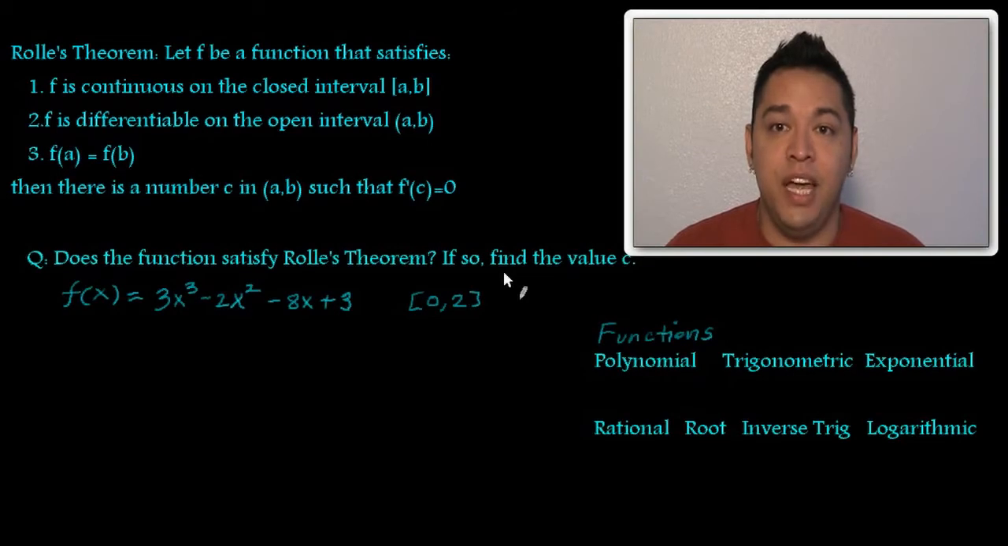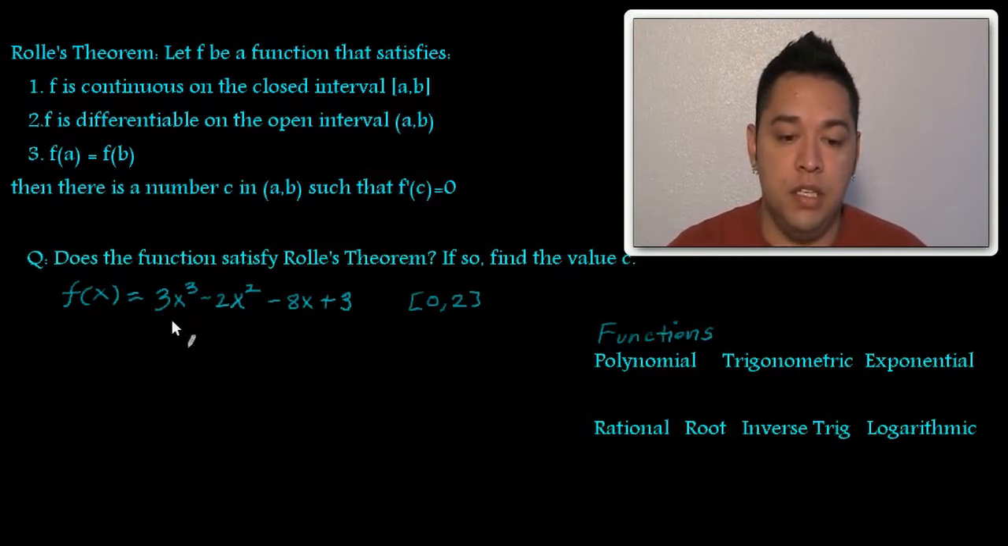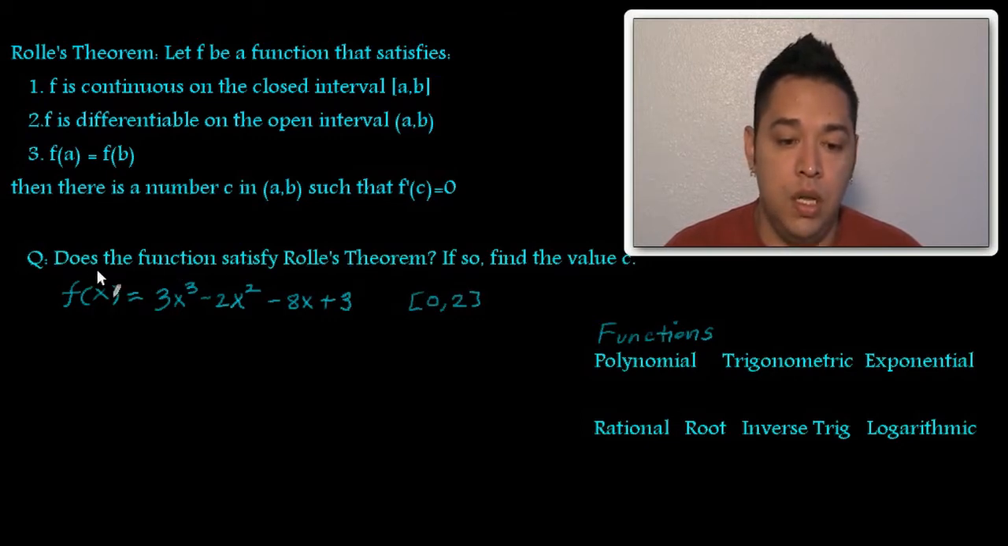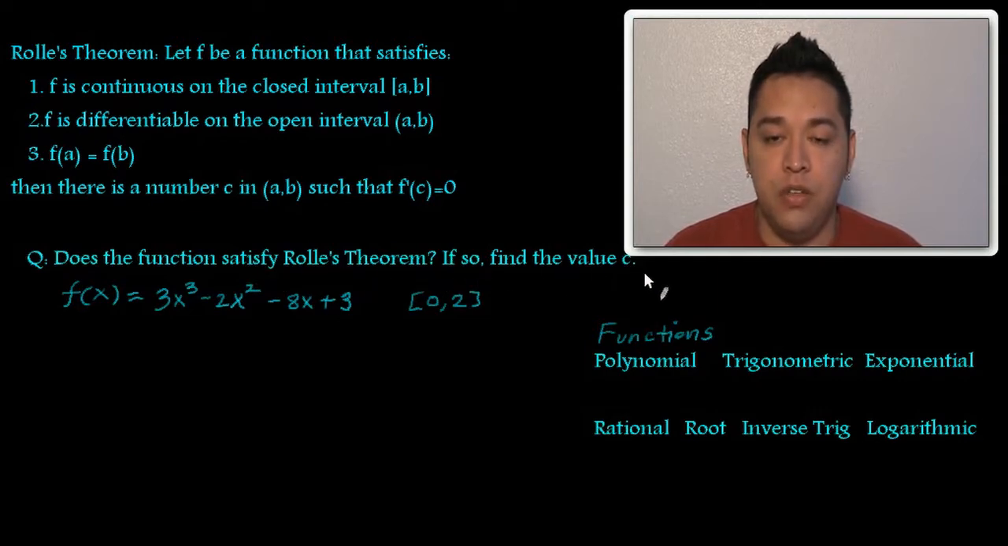Hi, it's Gabriel, and I'm here to walk through another problem. Today we're going to be covering Rolle's theorem, and our function is f of x equals 3x cubed minus 2x squared minus 8x plus 3. Rolle's theorem has an interval for which we want to work on, which in our case would be 0 to 2. And the question says, does the function satisfy Rolle's theorem? If so, find the value c.